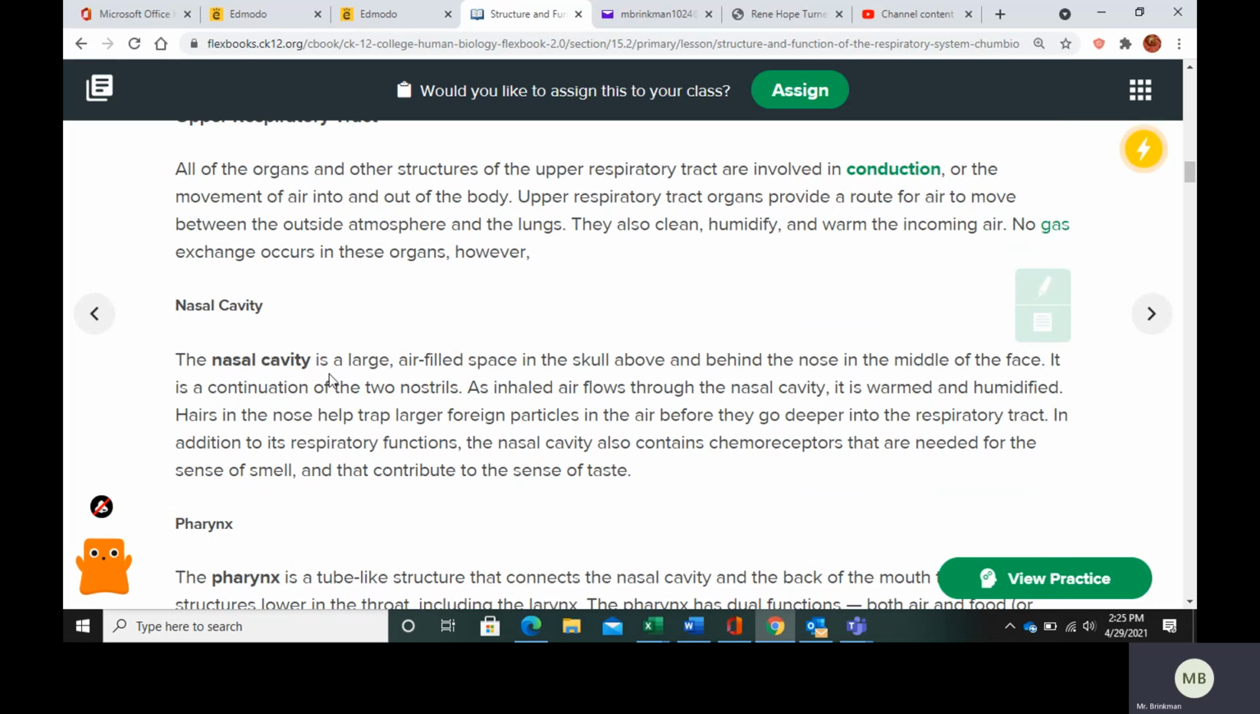So the nasal cavity is involved. You know where that is. It's a space in the skull above and behind the nose and in the middle of the face. So we breathe in air, the air goes through the nasal cavity and gets warmed and humidified, and then you have hairs in your nose that help trap anything that doesn't belong in there.